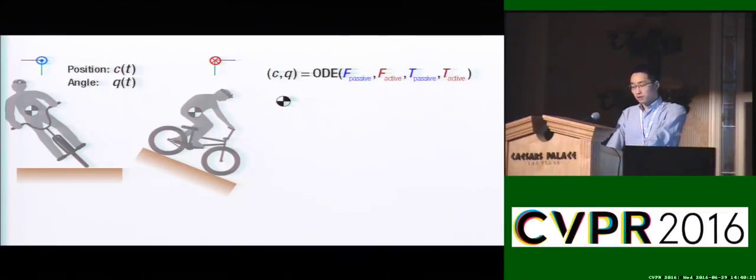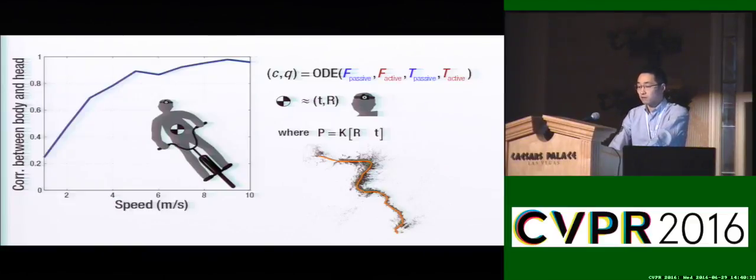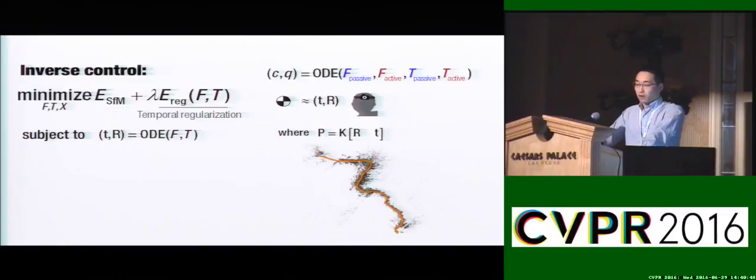We approximate the center of mass using a camera center, which we can reconstruct in structure from motion. This approximation is valid as speed goes high. We formulate this problem as a structure from motion, parameterized by force and torque by solving the ordinary differential equation. Together with the temporal regularization, this problem becomes an inverse control problem embedded in structure from motion.